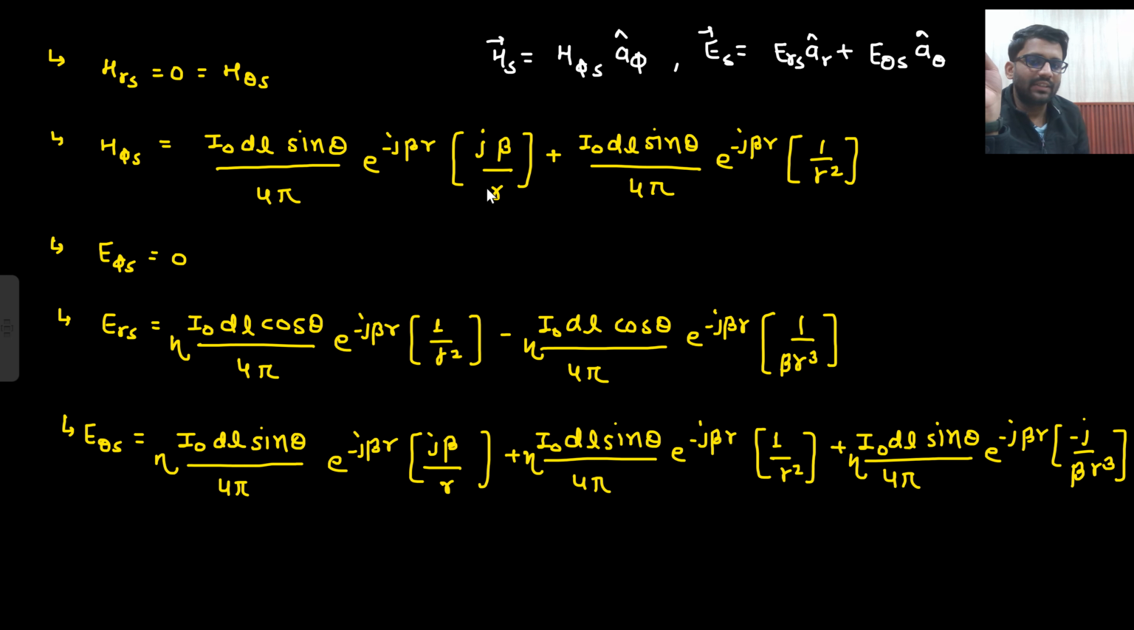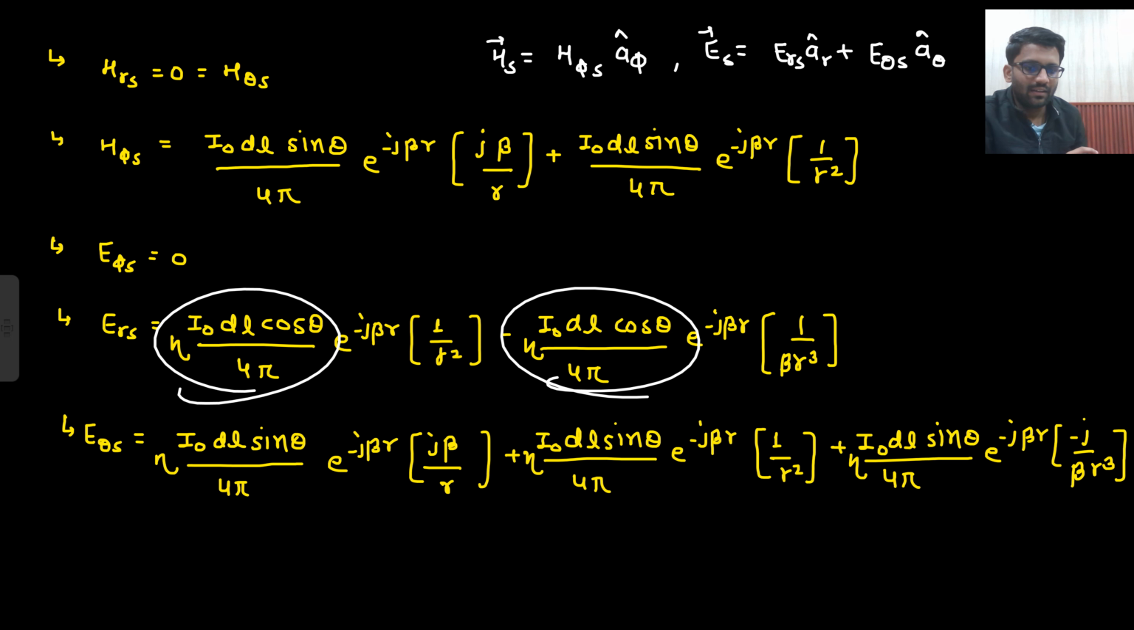These are the same. What is the difference? This is the difference. That one component is coming because of beta by r. This j is only the phase, don't care about this j. So one component is coming because of beta by r, another component is coming because of 1 by r square. Here also in E_r^s there are two components. This one and this one are the same.